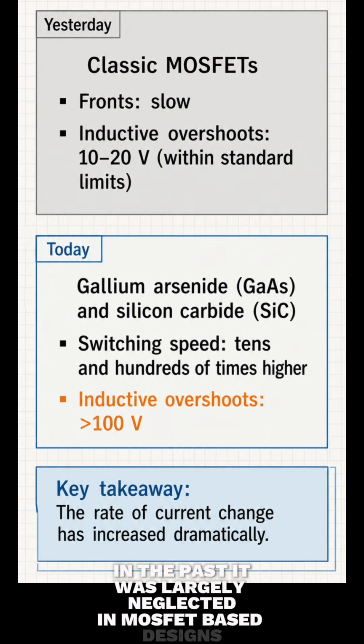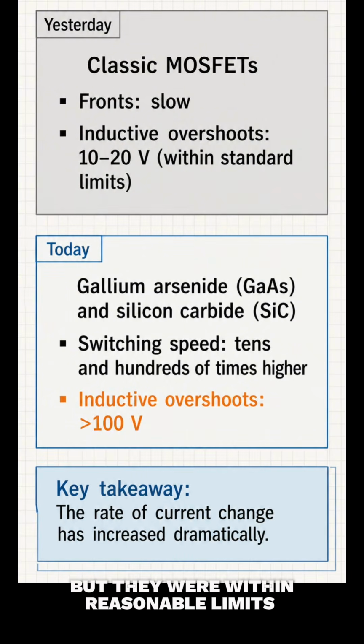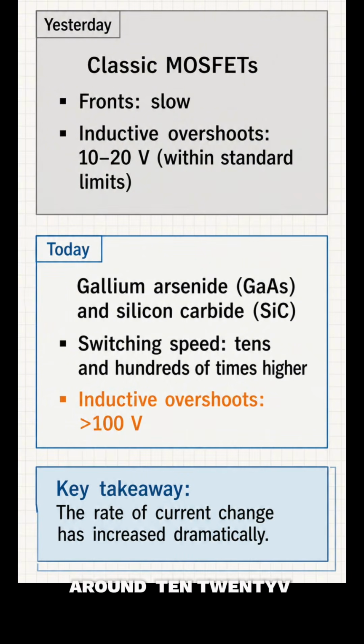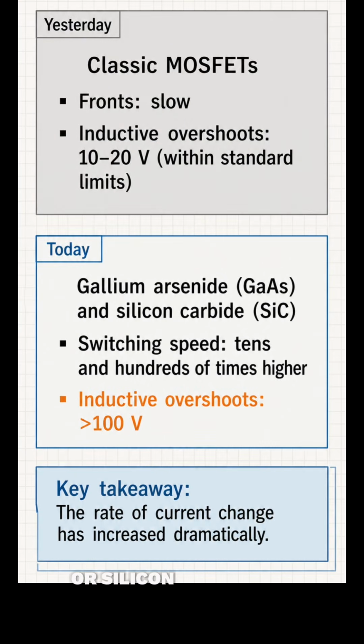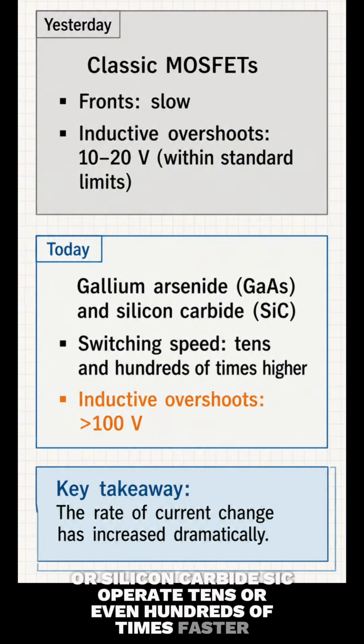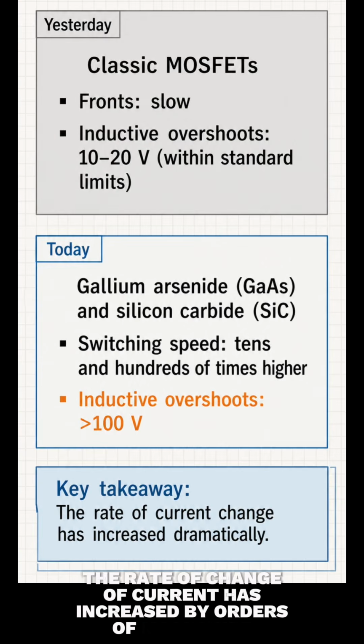In MOSFET-based designs, voltage spikes did occur, but they were within reasonable limits, typically around 10 to 20 V. That is no longer the case. Modern switching devices based on gallium nitride, GaN, or silicon carbide, SiC, operate tens or even hundreds of times faster. As a result, the rate of change of current has increased by orders of magnitude.